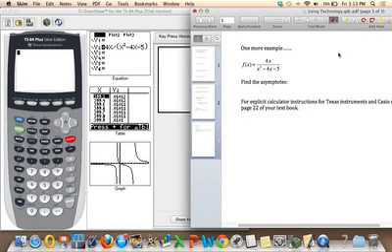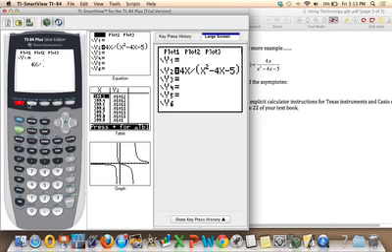Okay, one final example here. We're asked to find the asymptotes for the function f here. A good place to start is to enter this into your calculator. So you're going to go to your y equals button, enter in that function. Be careful with brackets.